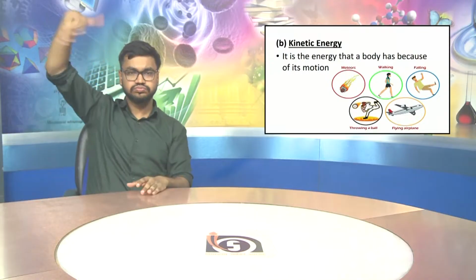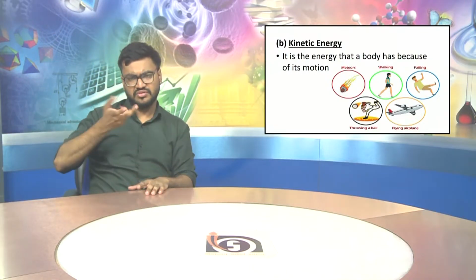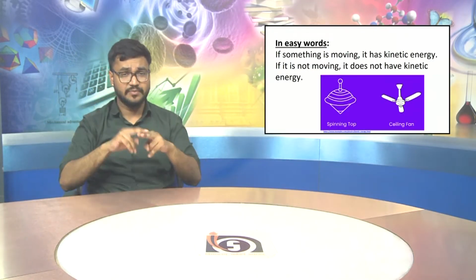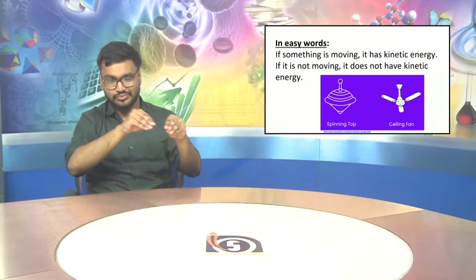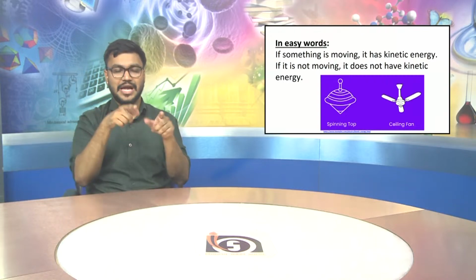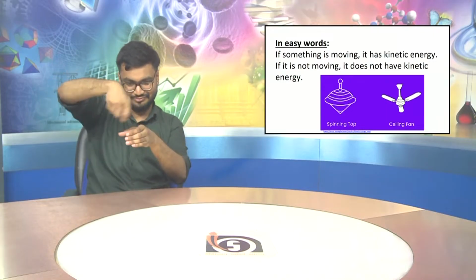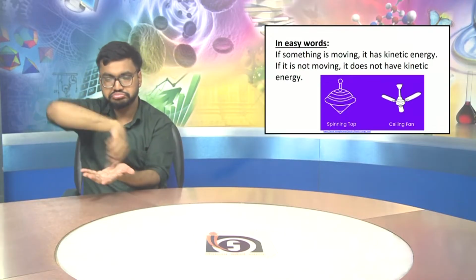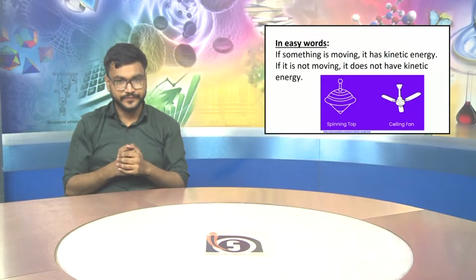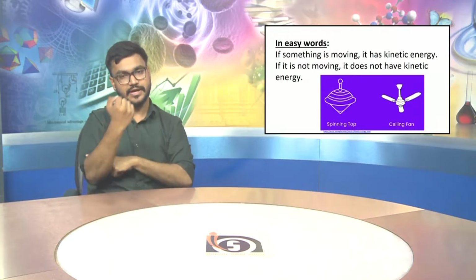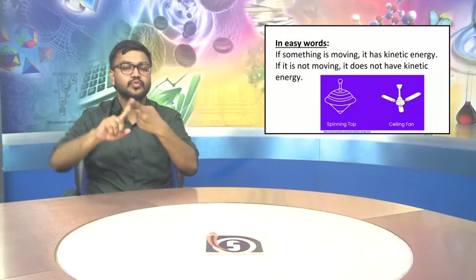Next is kinetic energy, the energy that a body or any object has because of its motion. Like meteors falling. In easy words, if something is moving, it has kinetic energy. A spinning top, we call it lattu, has it when it starts moving. But a ceiling fan, when we turn off the fan, it stops moving circularly and stops. So it doesn't have kinetic energy in it. But when we turn on the switch, it starts moving. So we can say that it has kinetic energy in it because of its motion.